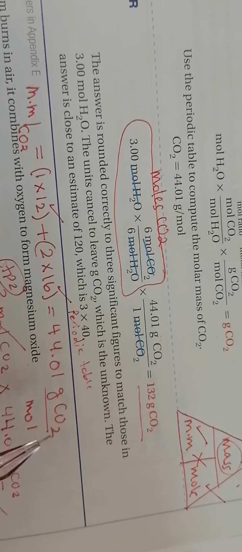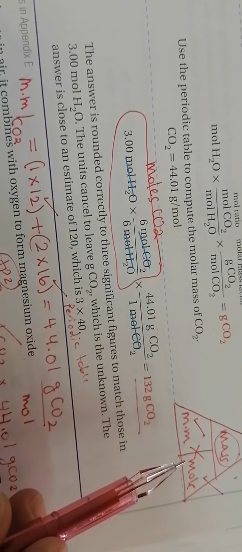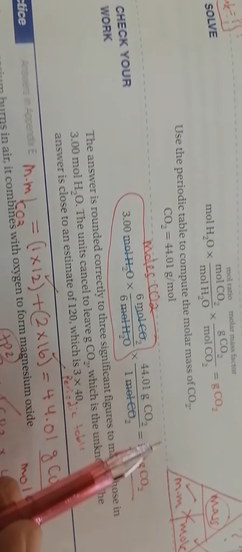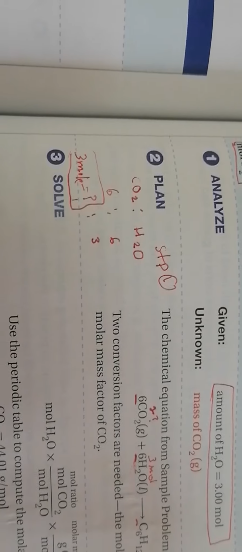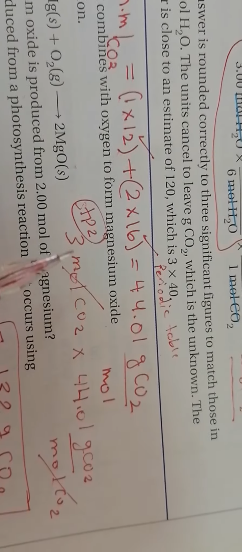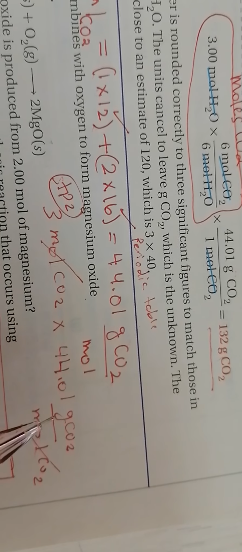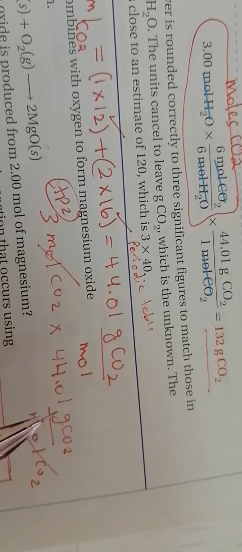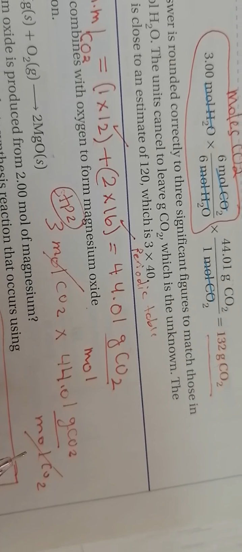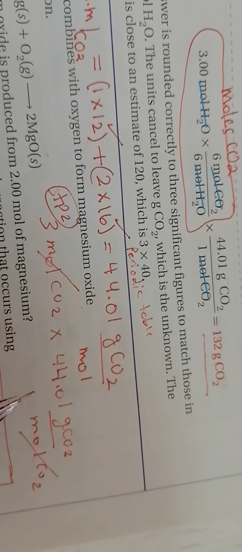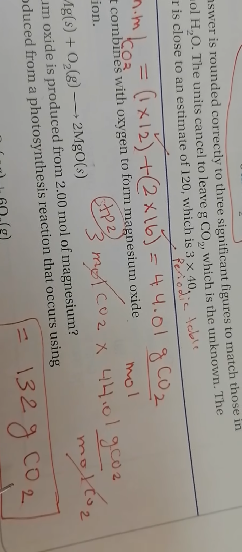Now, all we need to do, as we said from our famous triangle, multiply that by the number of moles that you got from step 1, which is 3 moles. Okay, so over here, I'm just going to multiply 3 moles of CO2 by the molecular weight, the molar mass, of CO2. Mole CO2 cancel with mole CO2, and you're left with this number.